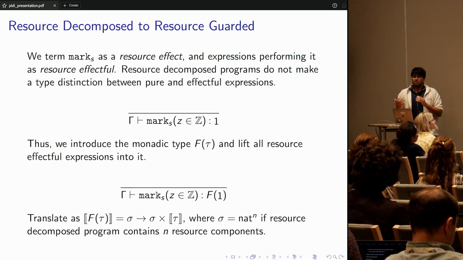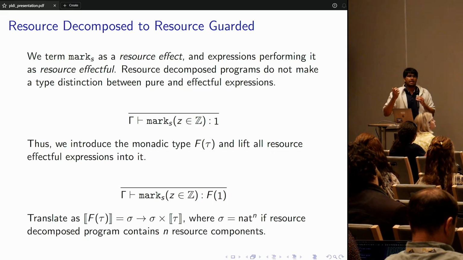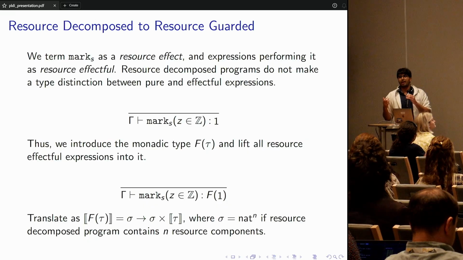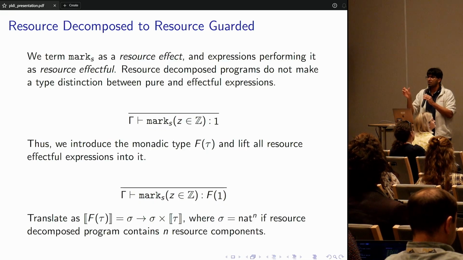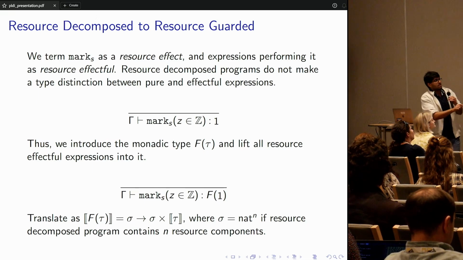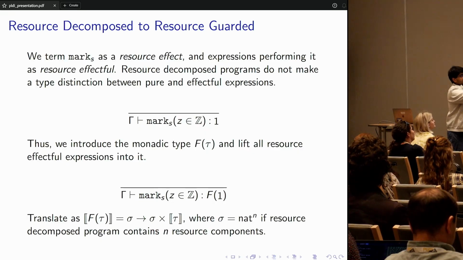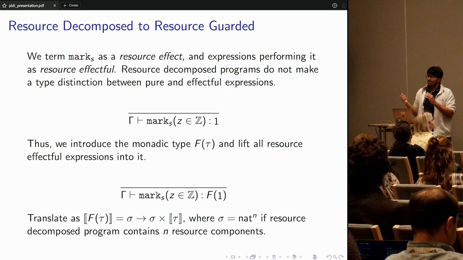Once this type distinction is introduced, we can complete the program transformation by a type-directed transformation. And the transformation is basically going to interpret every expression of type f of tau as a function which takes the current state of the resource components, sigma, which is a tuple of natural numbers, and gives you back the updated state of the resource components, as well as the transformed value.